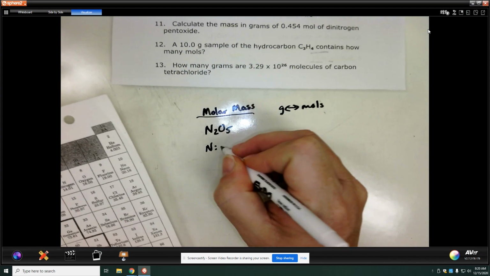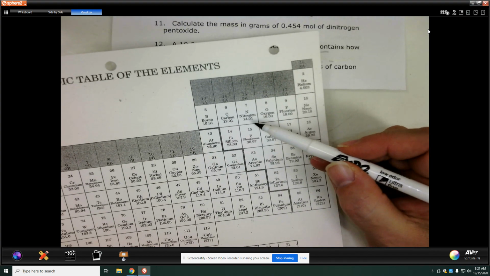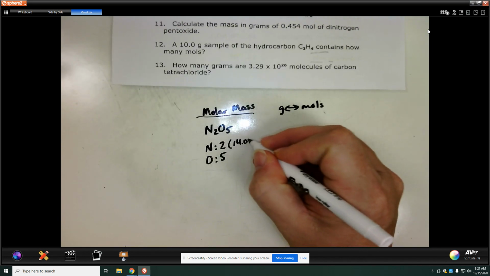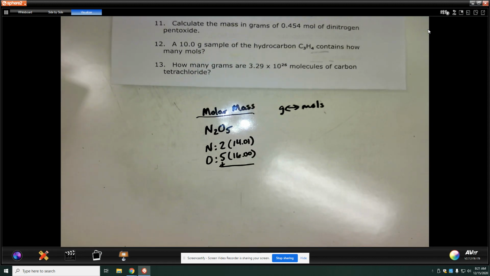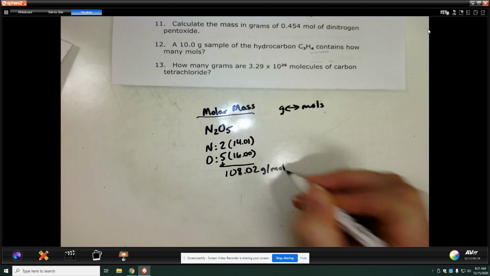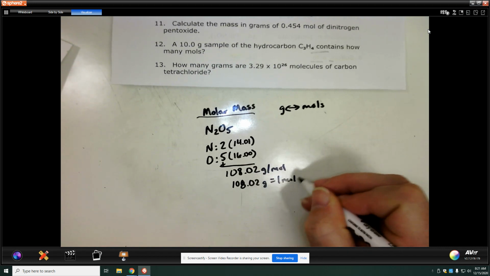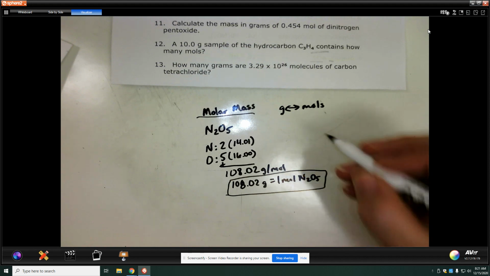So in this chemical formula, I have 2 nitrogens and I have 5 oxygens. Each nitrogen from the periodic table has a molar mass of 14.01 and oxygen has a mass of 16. So I'm going to multiply and then add those together. 2 times 14.01 plus 5 times 16, and I get a molar mass of 108.02 grams per mole. So 108.02 grams are equal to 1 mole of that N2O5. So this is my conversion factor that I'm going to be using in dimensional analysis.